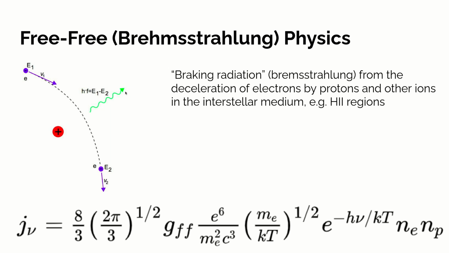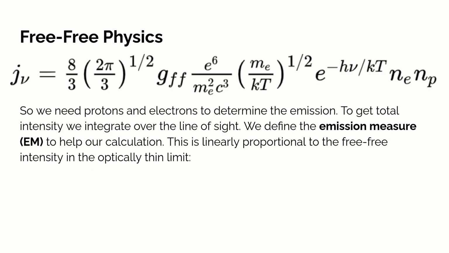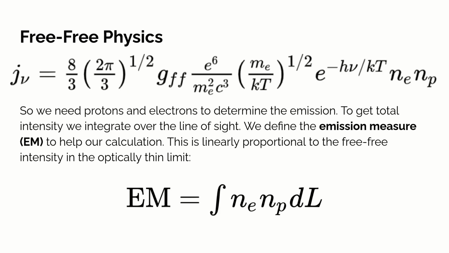the acceleration of electrons by protons and other ions in the interstellar medium. And this emission is given by the equation at the bottom of the screen here. So there are multiple terms which we should walk through and dissect here. Obviously, first what we need is the number of protons and electrons to determine the total emission, and to get the total intensity we integrate over the line of sight.